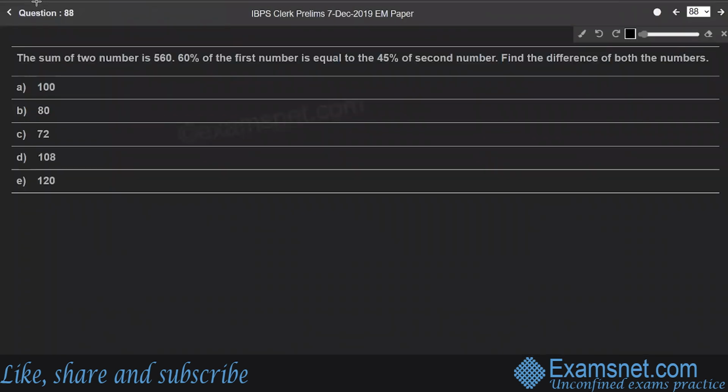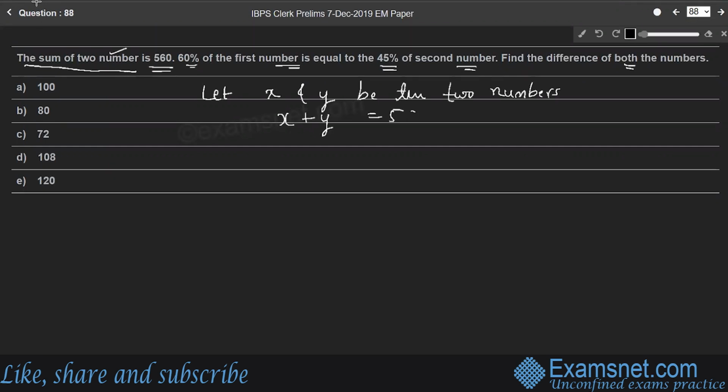Question 88. The sum of two numbers is 560. 60% of the first number is equal to 45% of the second number. Find the difference of both the numbers. So here it is given that the sum of two numbers is 560. Right? Let x and y be the two numbers. So x plus y becomes 560.